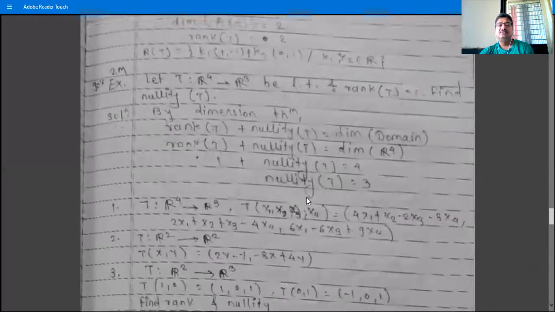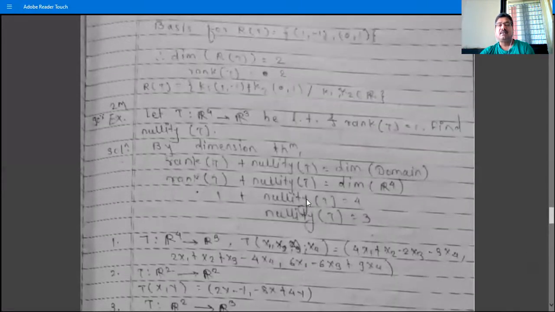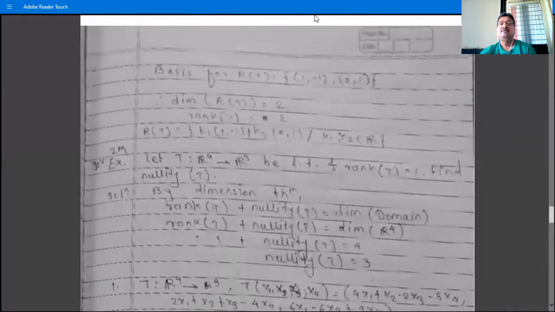So these are the same kinds of examples: find the rank and nullity. We will see the remaining examples of rank and nullity in the next lecture.